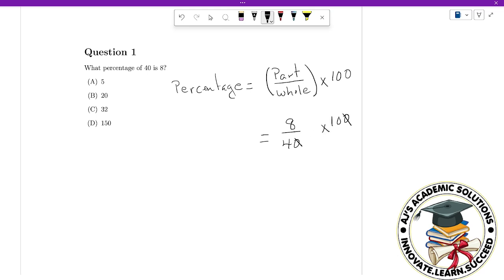So this 0 is going to cancel this 0. 4 1s are 4, 4 2s are 8. So what we have is 2 and 10. So we're going to do 2 multiplied by 10, which is equal to 20. So the answer is B.